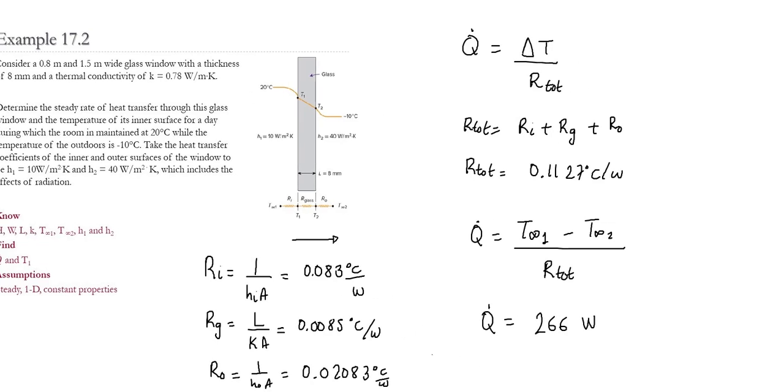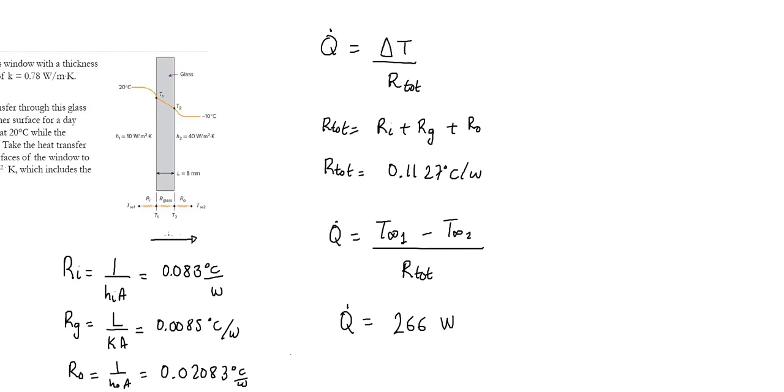We're going to start with T1, and for that we're going to use the same relationship. We're going to say that Q dot is the same Q dot for everybody. It's between T infinity 1 and T1, and we write the resistance that is in between those two nodes, which is going to be equal to Ri. If we solve for T1, we simply find that T1 is equal to T infinity 1 minus Q dot times the resistance on the inside. Then we find that T1 is equal to negative 2.2 Celsius.